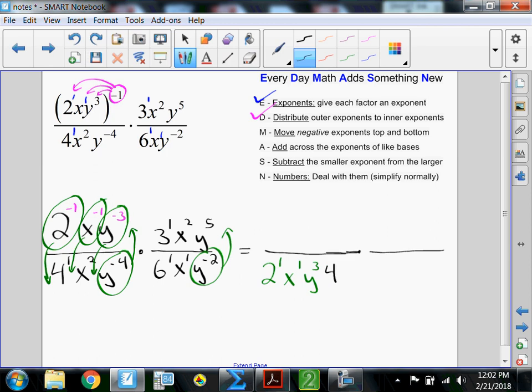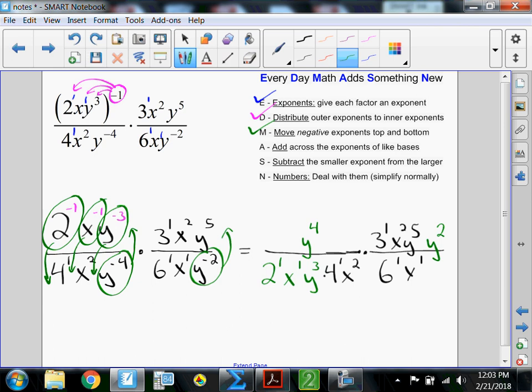So here's my 4 and my x squared. The y to the negative 4 was on bottom. It goes to the top as a positive 4. On the second fraction, the top is similar. So 3 to the first, x squared, y to the fifth. But something else is moving. That y to the negative 2 becomes a y to the positive 2 on top. On bottom, I had a 6 to the 1 and an x to the 1. So that step took a while, but we've moved all the negative exponents.